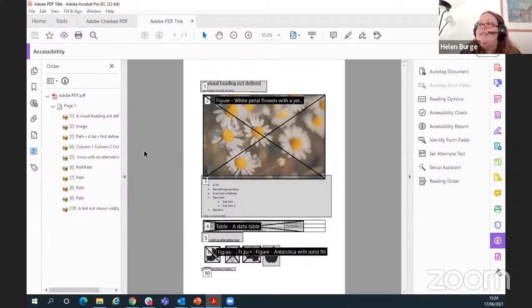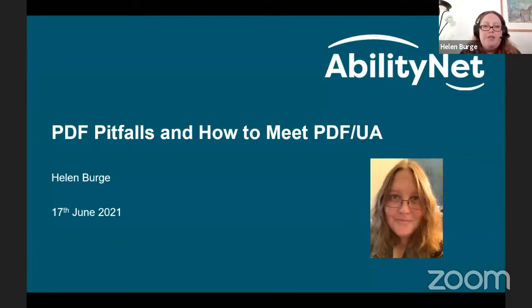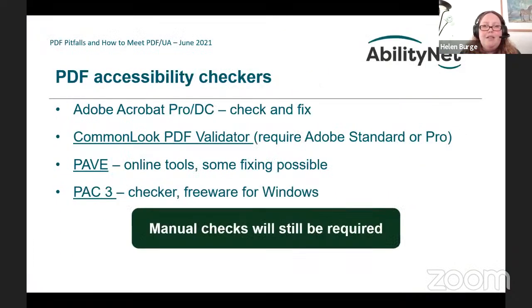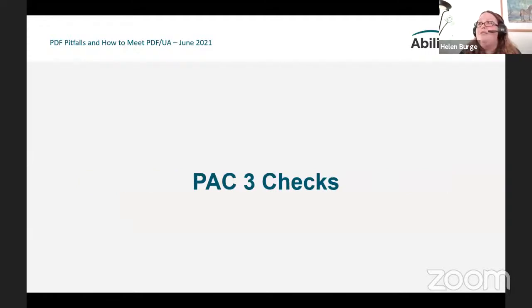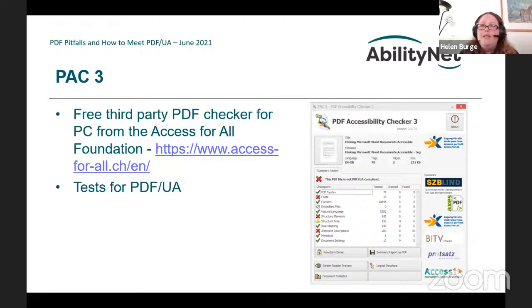So that is my basic checks with Adobe. And now I'm on the wrong thing, so I shouldn't have stopped the presentation. So I'll just quickly jump ahead. And now we'll come to the PAC 3 checks. I might have rushed through the PDF checks a bit because we do have quite a lot to get through, I'm afraid.